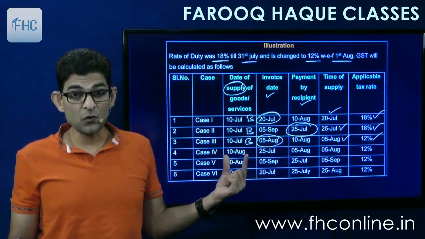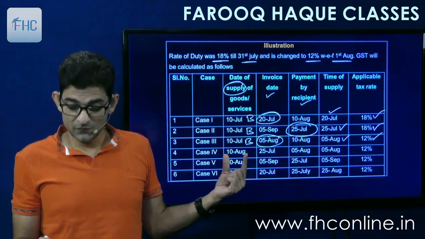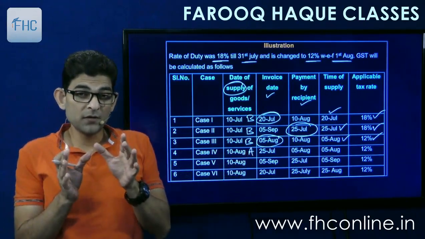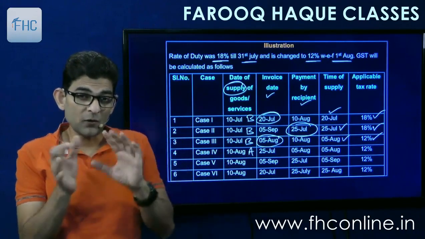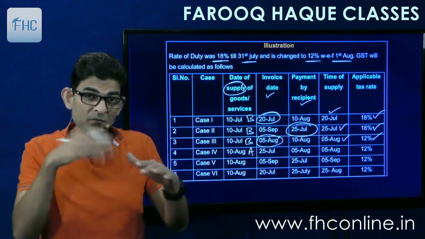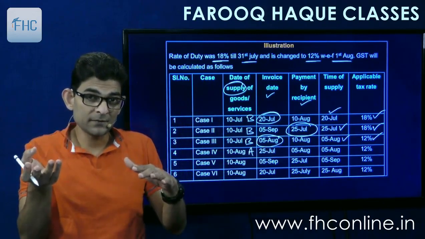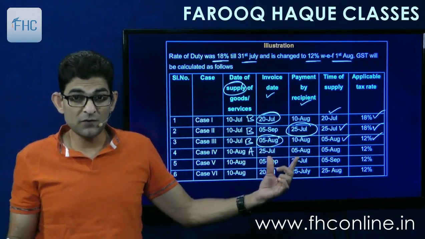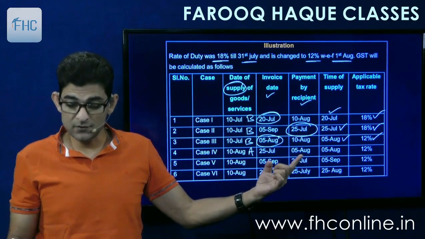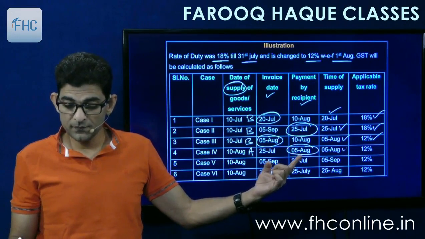Case 4, 10th of August means after. So this is now after. If it is after, then we'll have to see whether both invoice and receipt are before, or one of them before, one of them after. If both are before, then whichever is earlier. If one before, one after, then whichever is later. So let's see. 25th July, 5th August. One is before, one is after. So we'll apply the rule whichever is later. So 5th August. New rate.